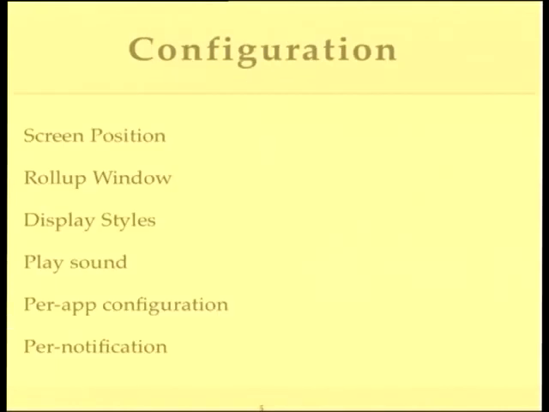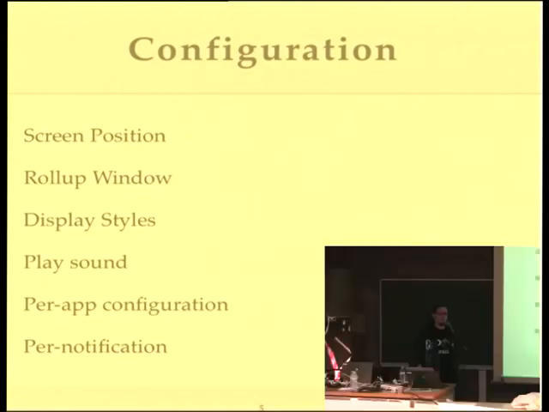Next, we have a lot of configurable options, like screen position and roll-up window; you can see the list. One of the important things is that, first of all, it's really, really easy to configure them. You're also able to configure them per app and per notification. For example, you can change the view of the iTunes notification to show a bigger album artwork, or play a sound when an email arrives, or send the notification to the network, as I'll show later.